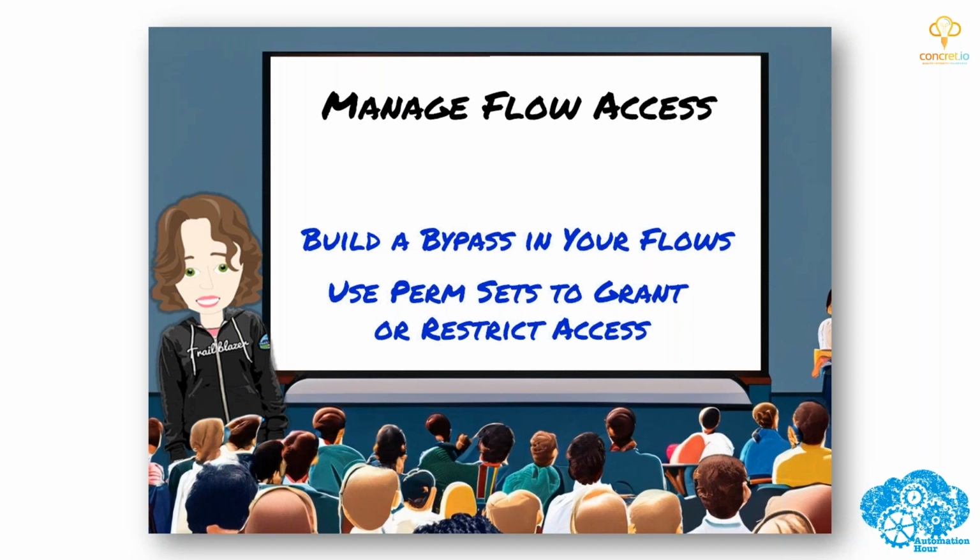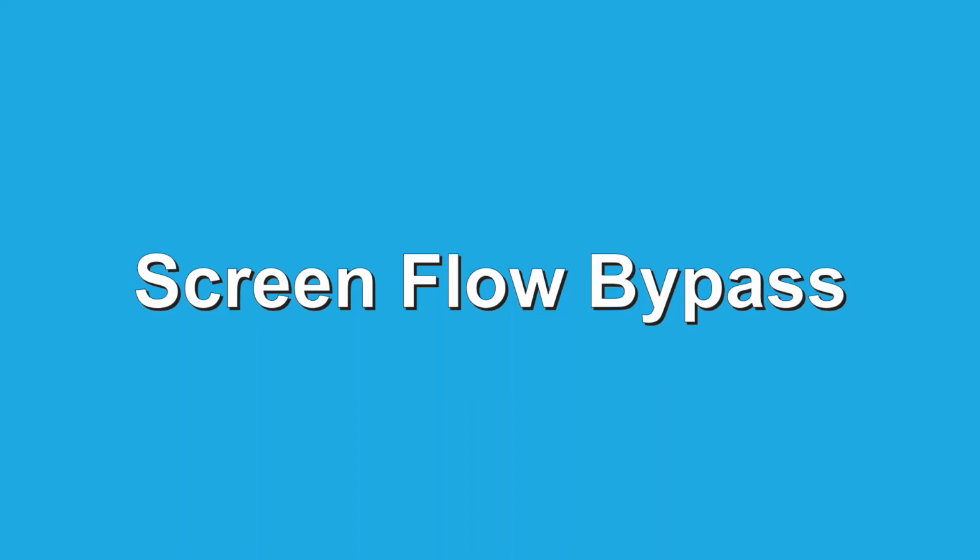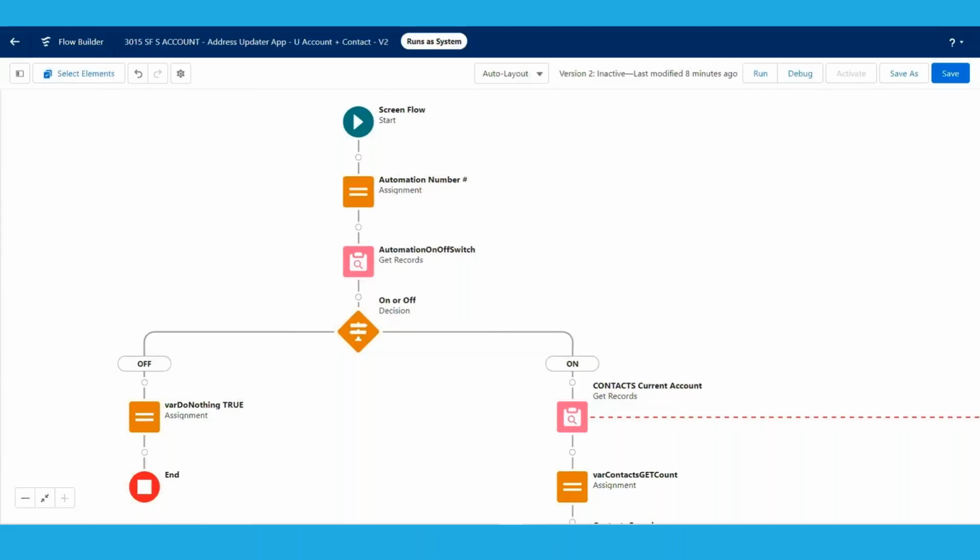The other is not to allow every user access to every flow. You can restrict access to screen flows, and what some people don't realize is you should also think about restricting access to your record trigger flows. So let's talk about how we do this. Let's start with the screen flow bypass.